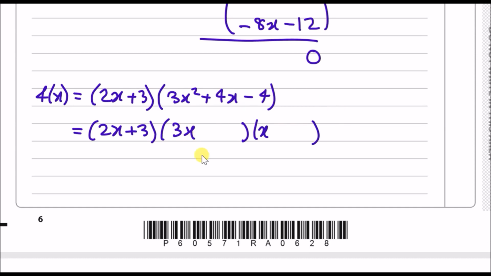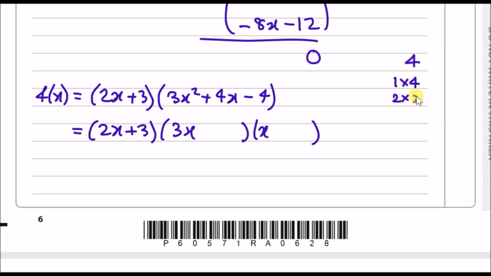Because we know that 3x times x gives us 3x squared. Now we just need two numbers that multiply to get a minus 4. The only two pairs I can think of would be 1 times 4 or 2 times 2. Out of these two pairs, we need to multiply one of these digits, either 1 or 4, by 3 to give us some difference of 4. Well, that's not actually possible.